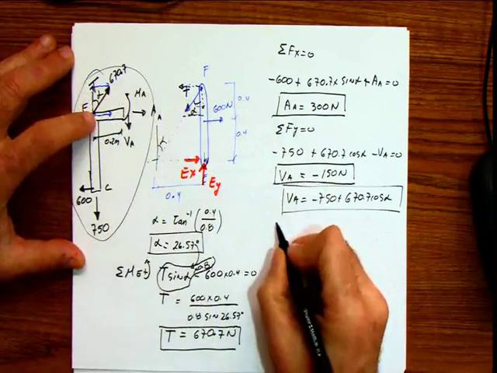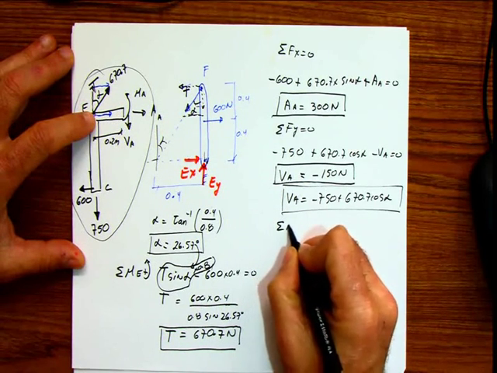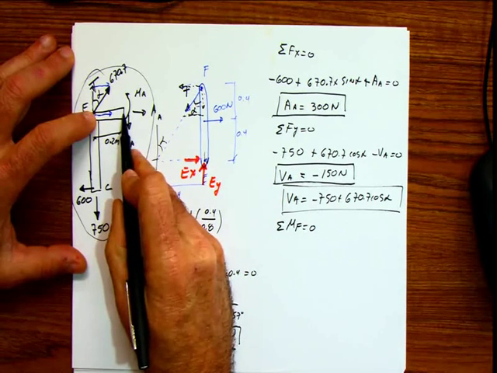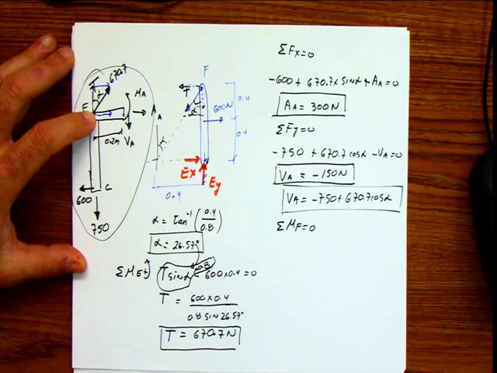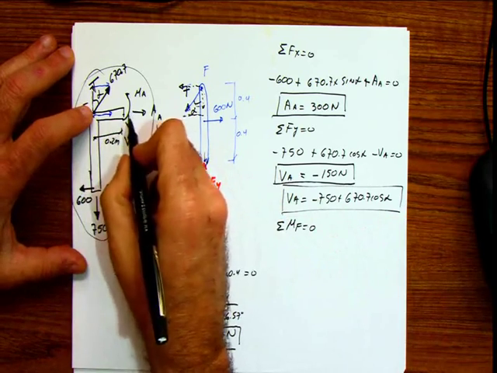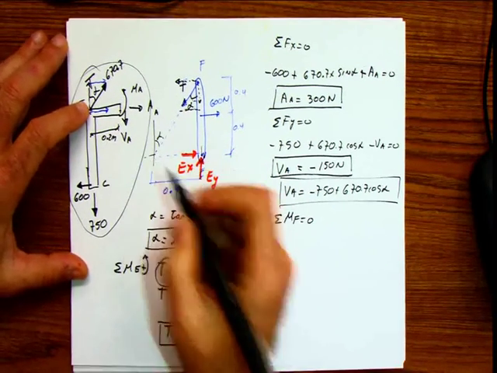So I'm going to do summation of moments at F, because I want to, that's it. You can do it here if you want to. You can do it anywhere. You have every single other value. But I think that if I do it here, I eliminate more calculations.